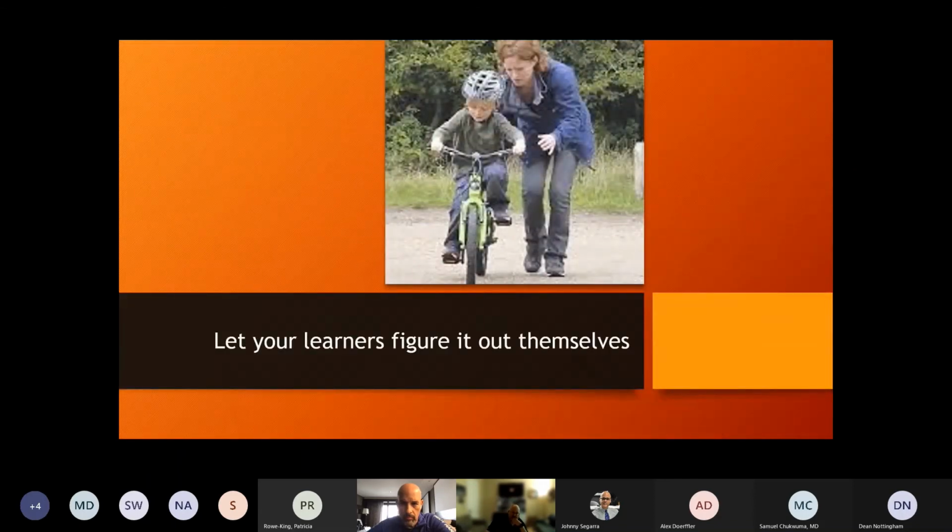Finally, we've got to let our learners figure things out themselves. And just like this mother trying to let the child get on the two-wheeler, this is one of the hardest things that we can do. Now, there are ideas about patient safety that we can never let go of. Patient safety has to come first.